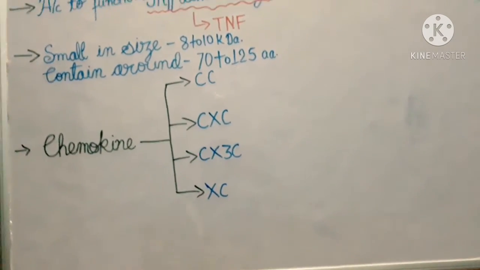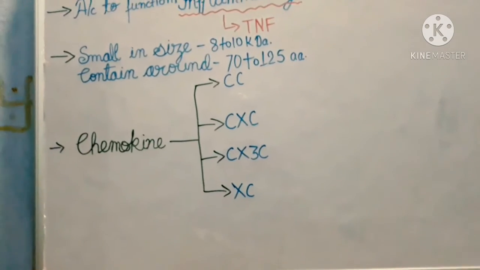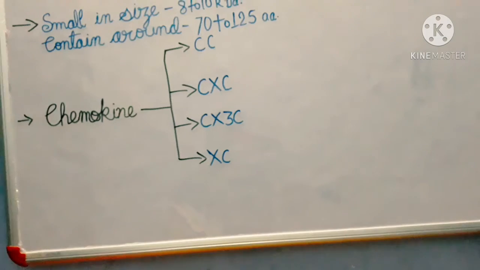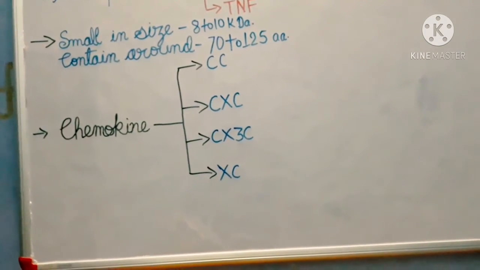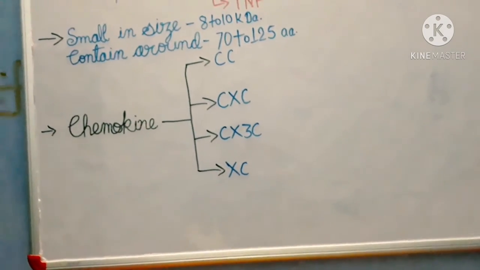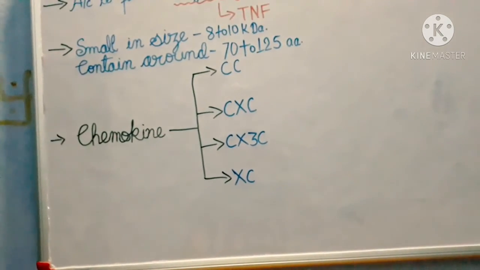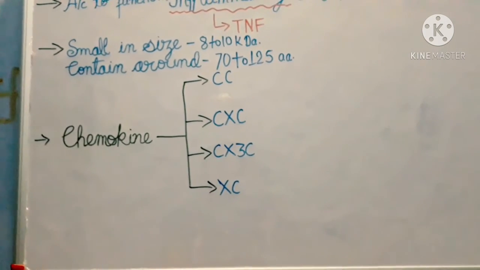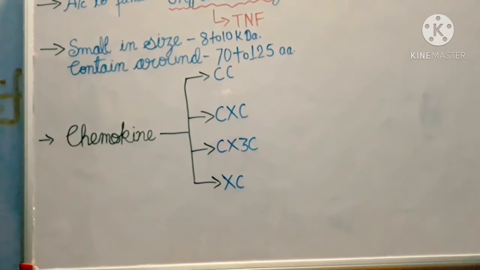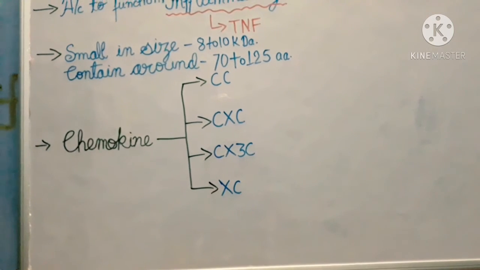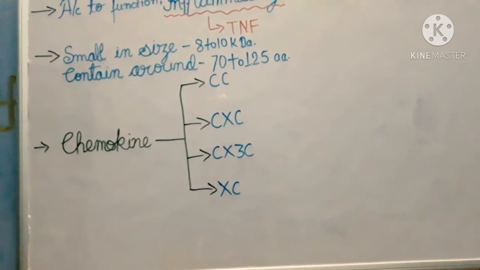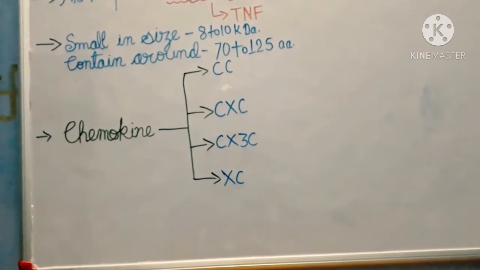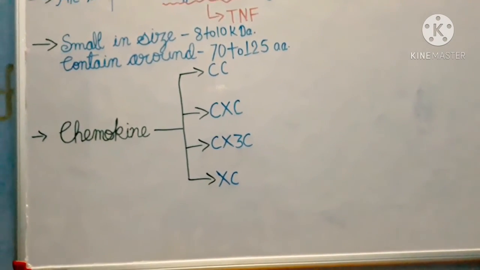residues. Members of the chemokine family can be divided into four main categories depending upon how the first two cysteine residues are placed. According to this, chemokines are divided into four groups. First is CC chemokine, second is CXC chemokine, third is CX3C chemokine, and the fourth and last is XC chemokine, which is also known as C chemokine.